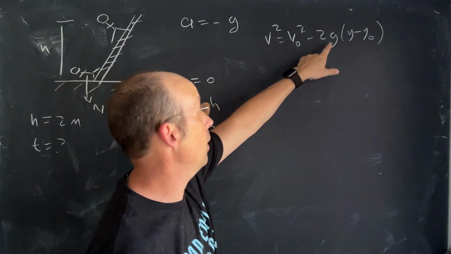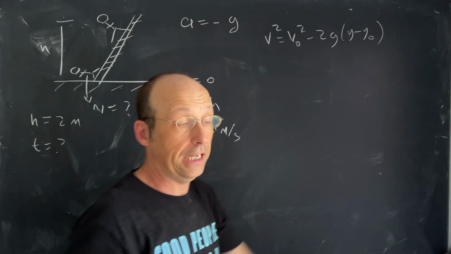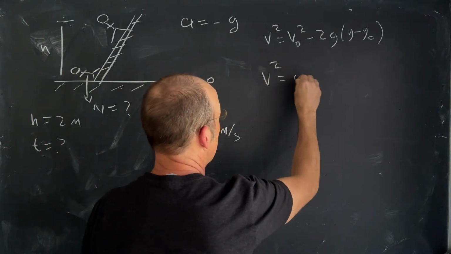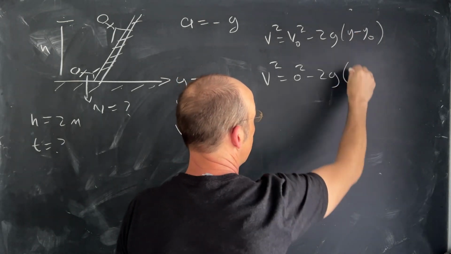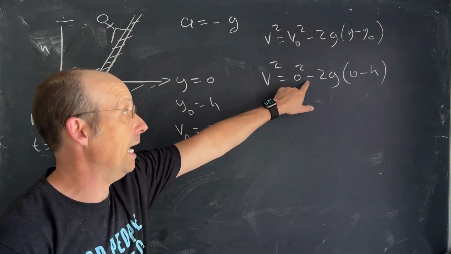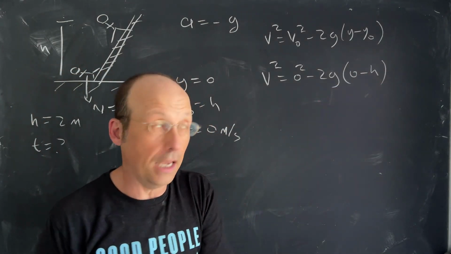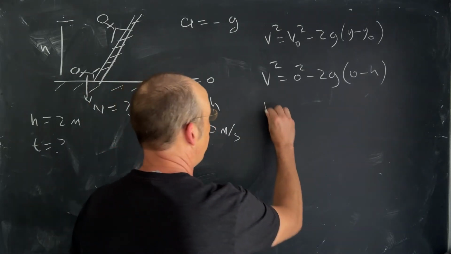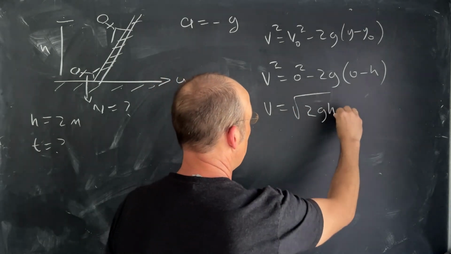I'm looking for the final velocity. I know the value 2, I know g, I know the final position is 0, and the initial position is h. So I can just solve for everything right here. v squared is 0 squared minus 2g times the final position 0 minus the initial position h. You'll see here that I have a negative and a negative, so this is going to be a positive, which is a good thing, because if I take the square root of a negative number, I'd be in trouble. So I get v is the square root of 2gh.